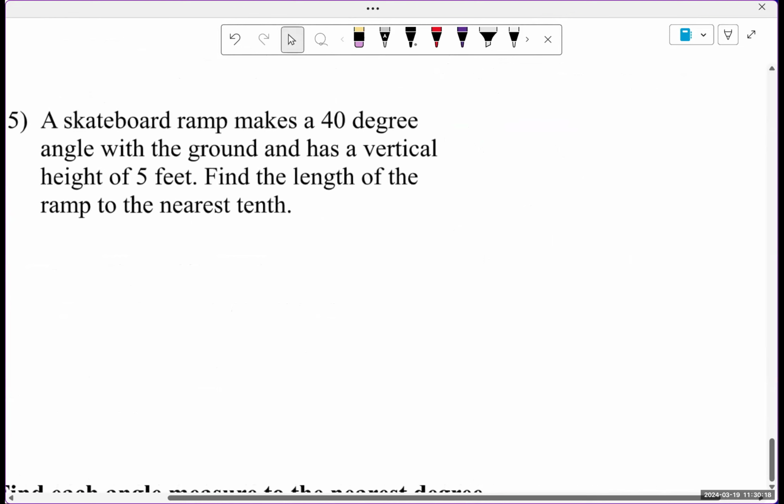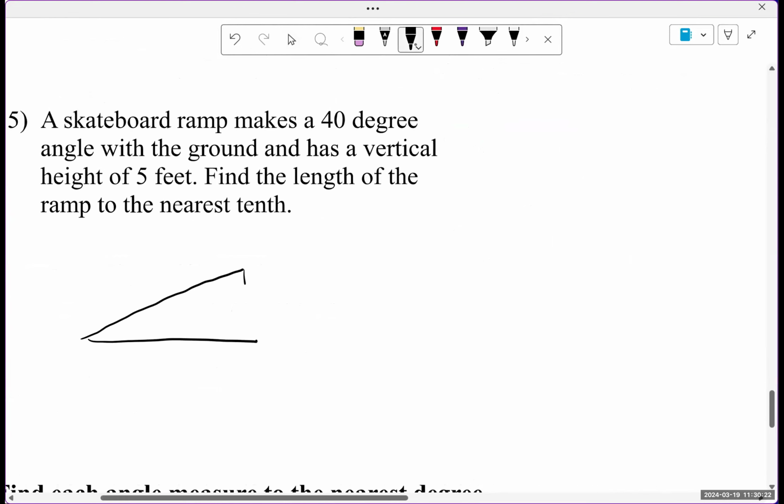A skateboard ramp. See, this is super relevant to your life. It makes a 40-degree angle with the ground and has a vertical height of 5. Find the length of the ramp.